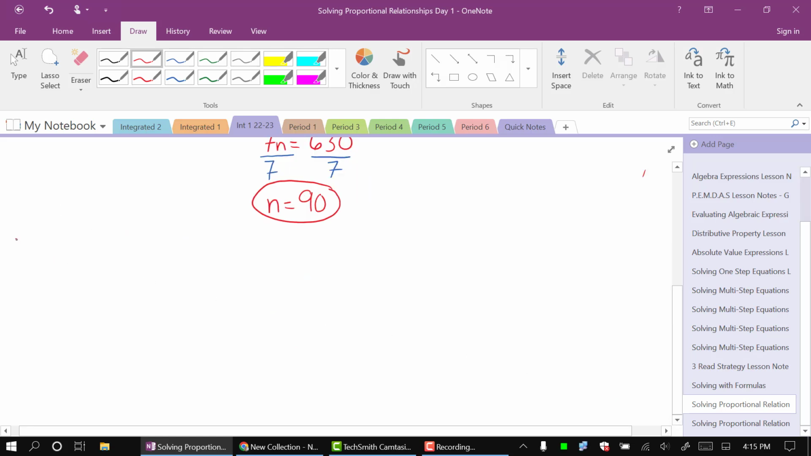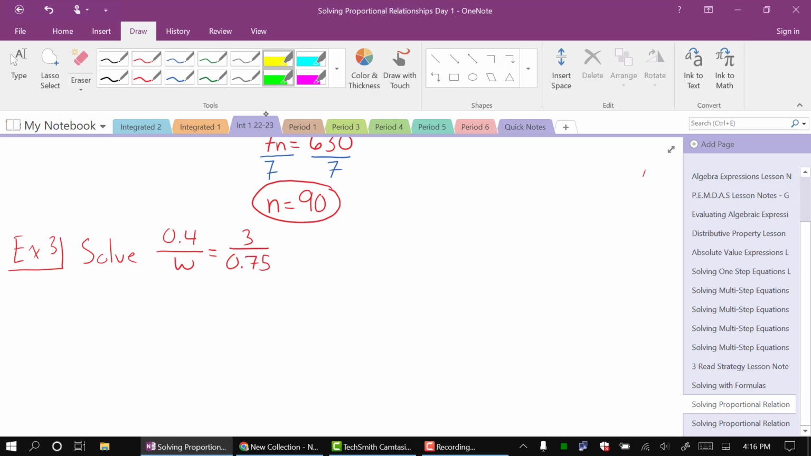Let's take a look at example 3. So for this one I want to solve 0.4 over w equals 3 over 0.75. So again, I'm going to use my cross multiplication or my butterfly method.